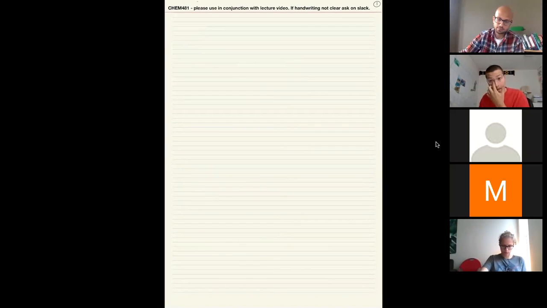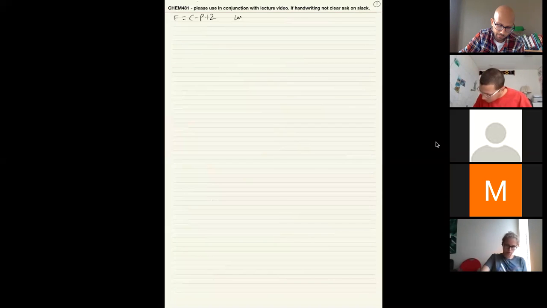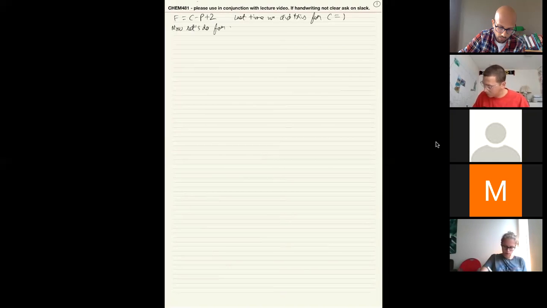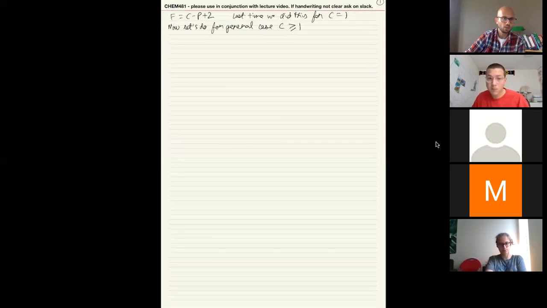If no, then let's finish our proof of Gibbs phase rule. So we are trying to prove F is equal to C minus P plus 2. Last time, we did this for C equal to 1, the one component system. Now let's do it for the general case where C is greater than or equal to 1. C can be anything. So it will be a bit more mathematical, but it will be a very, very general proof. So how do we do this?